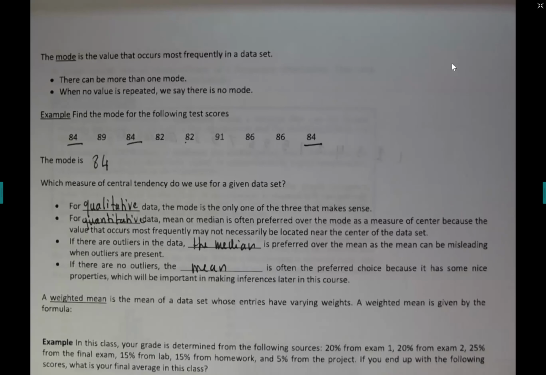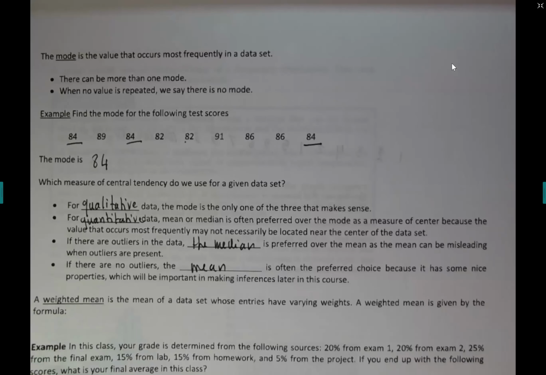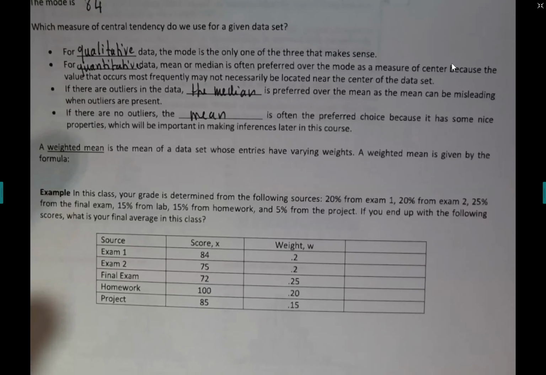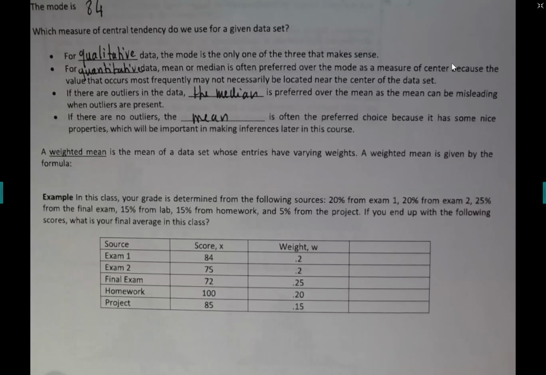Okay, what I would like to do, guys, and which actually I omitted from your book, is the weighted mean section, but I would like you to know how I compute your grade. So it's important to understand the weighted mean just for the sake of knowing how your grade is computed.